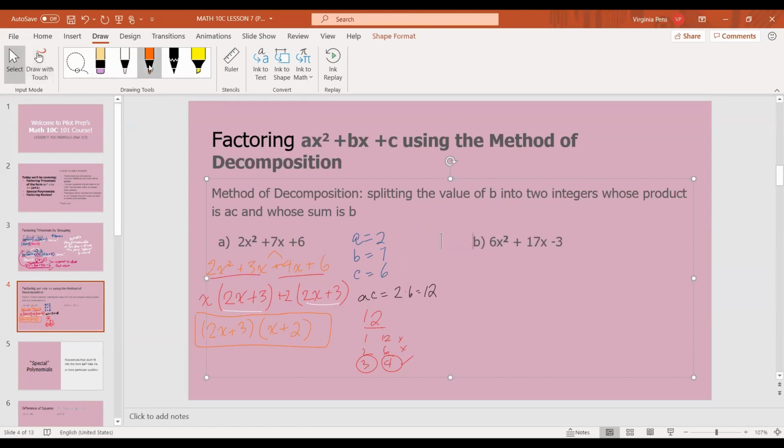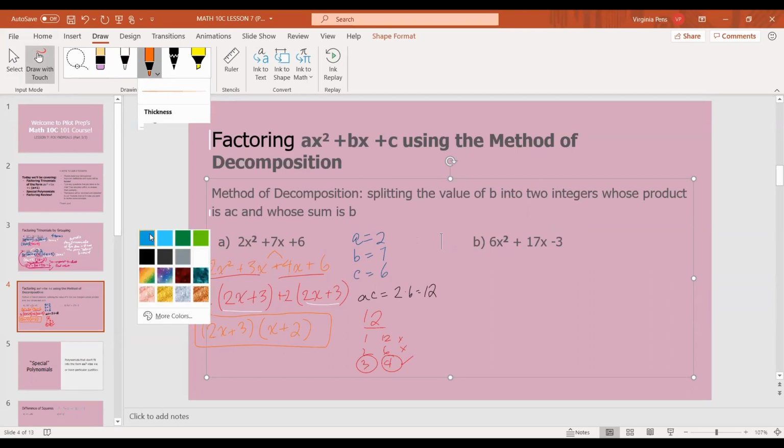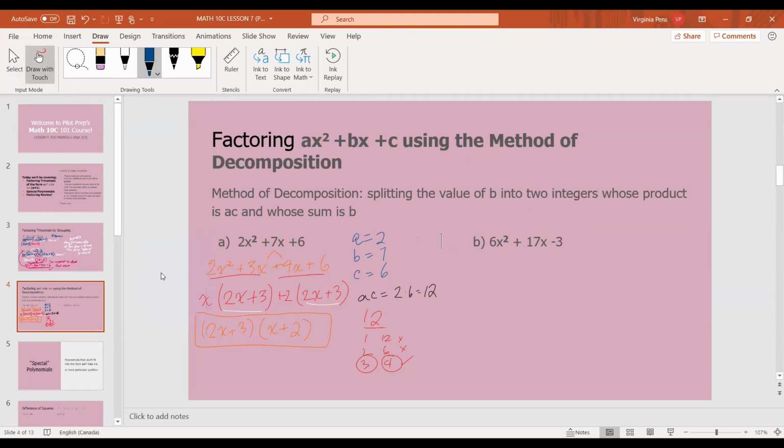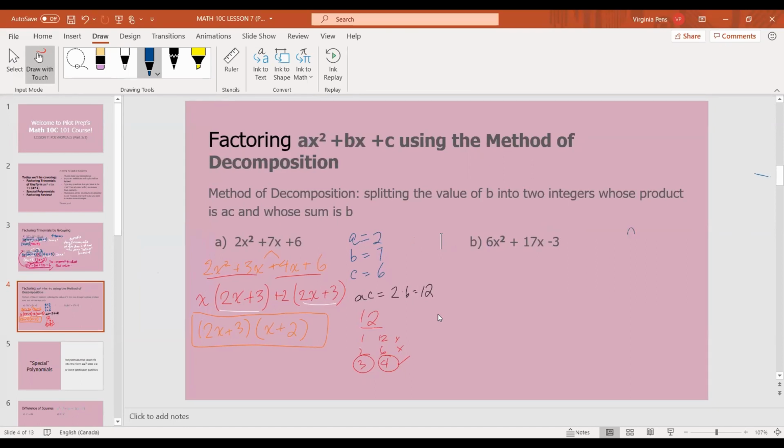All right. Over here, it's kind of like the same type of problem. We're given 6x squared plus 17x minus 3. So once again, let's write down all of the values. What is a in this expression? A is 6. A is equal to 6. And b is equal to 17.